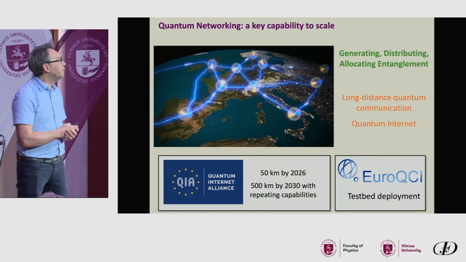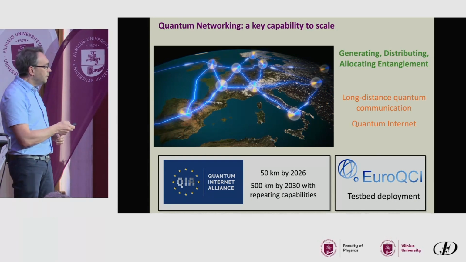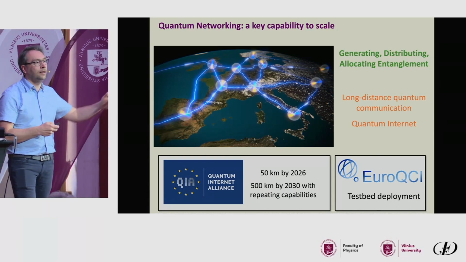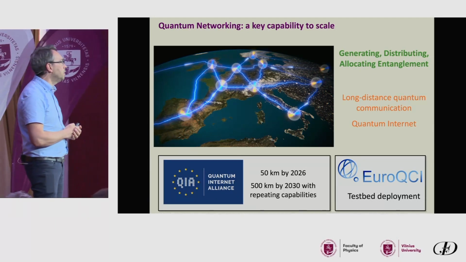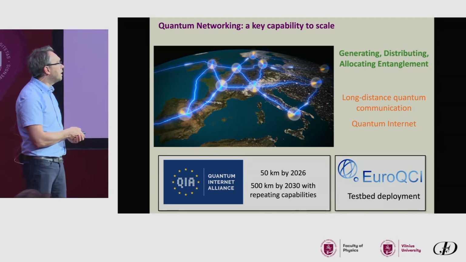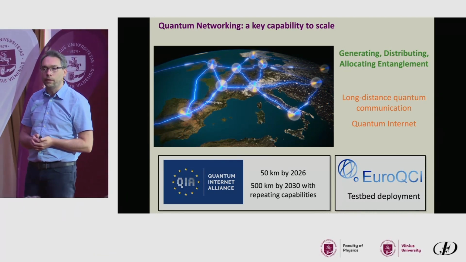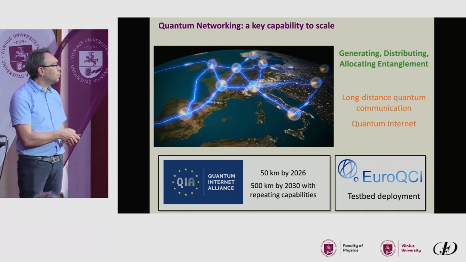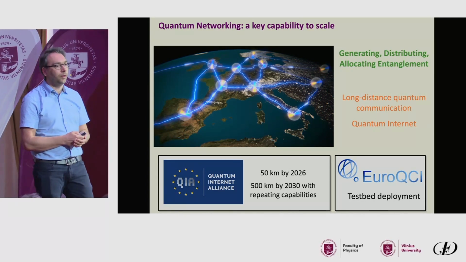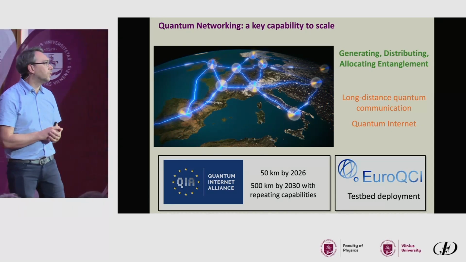This is developing very fast. I just want to give you some examples at the European level. So we have this flagship project that started 5 years ago during the ramp-up phase, and now the new phase of the flagship. So this Quantum Internet Alliance has a goal, which is to make a first quantum repeater segment of 50 kilometers by next year. So we are working hard on that. And then by 2030, to make 500 kilometers with repeating capabilities, where we begin to have entanglement swapping between quantum memories.